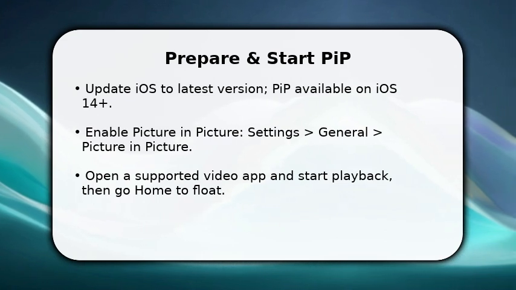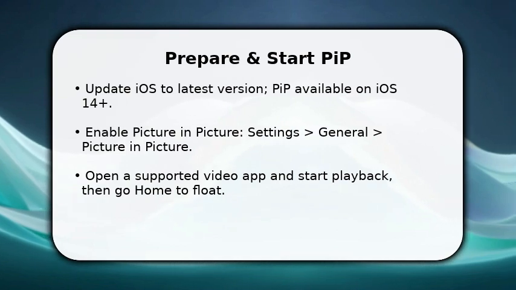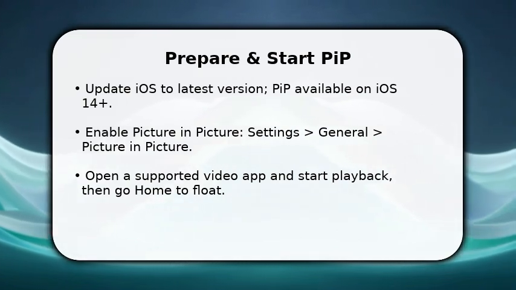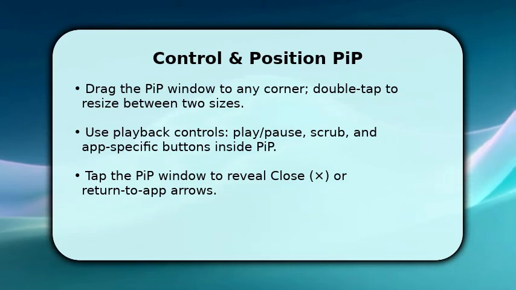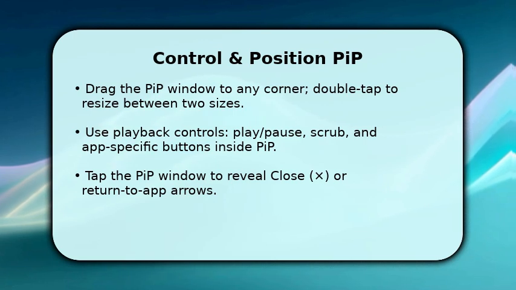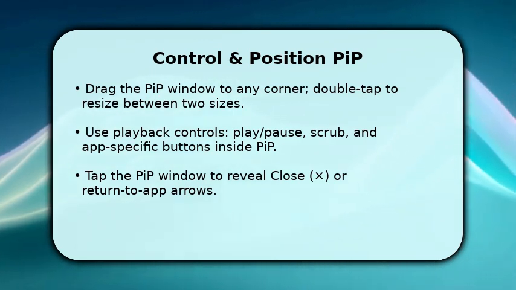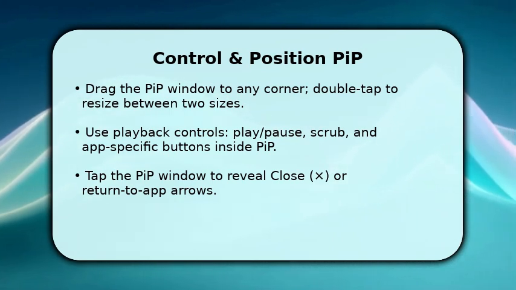This converts the player into a small, movable overlay so you can use other apps while continuing playback without losing context. Once the floating window appears, drag it to any corner or edge to keep it out of the way. The touch and drag gesture moves it instantly. Make sure to double-tap the PiP window to toggle the available sizes so it fits your workflow.